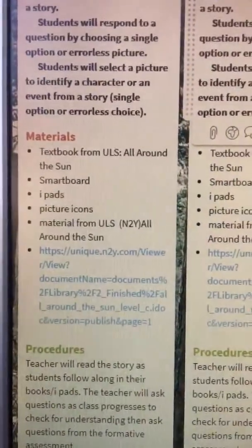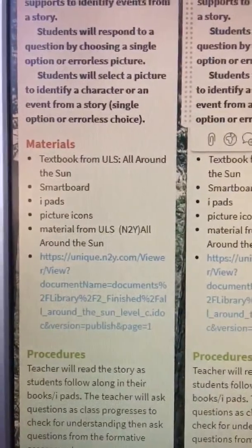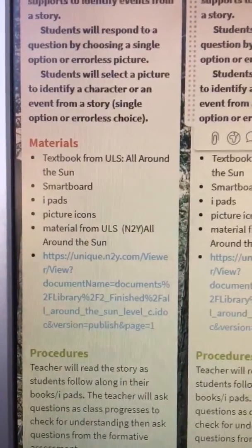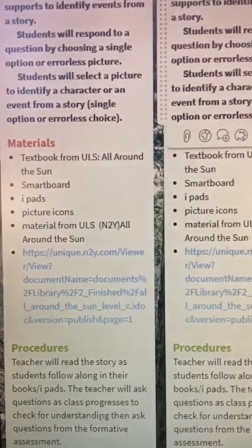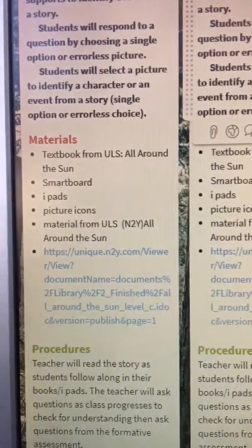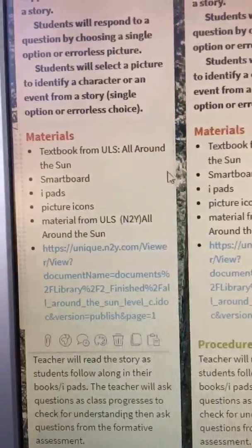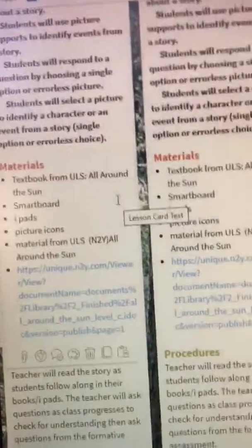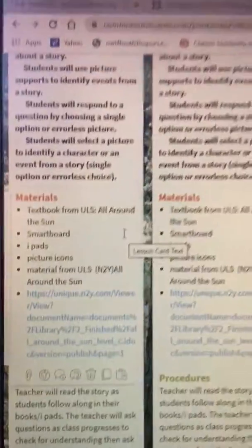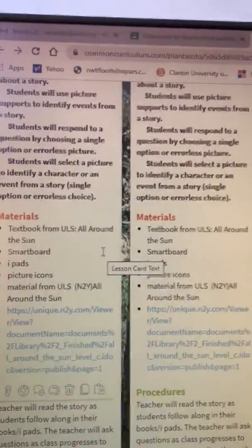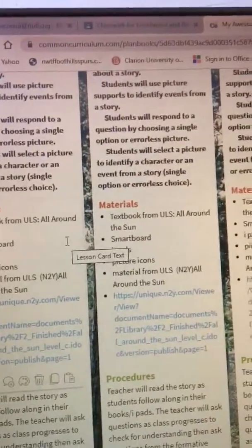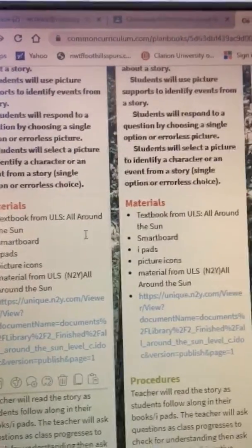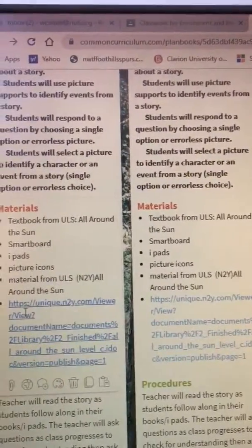We're going to be using a textbook from the Unique Learning Systems, ULS, and it's called All Around the Sun. Now, this is what I actually project up on the smartboard, and the kids follow along on their tablets and iPads. So we're going to read a book. I'll read it out loud to them, so you'll have to read it out loud to them, and I do it every day so we can get that repetition that all the students need, and we read it every day, the same book.